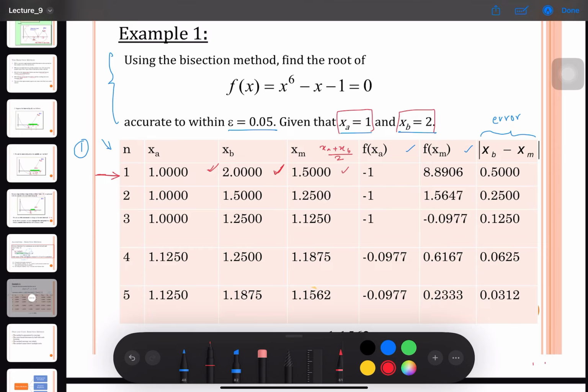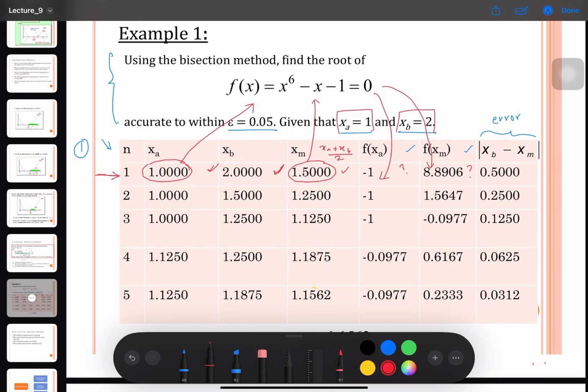Okay. After that, in the next column, you have to find f(xa). To find f(xa), you substitute the value of your xa into the equation here. So you will get the answer here, -1. That is your answer. And then for the next column, f(xm), you substitute your value of xm into this equation. You get this answer here, 8.8906. Okay, that's how you get the answer.